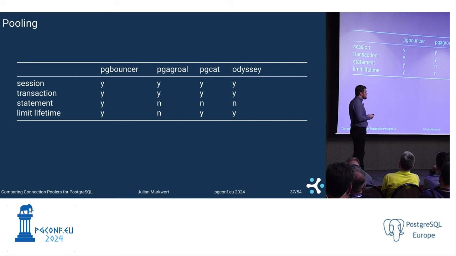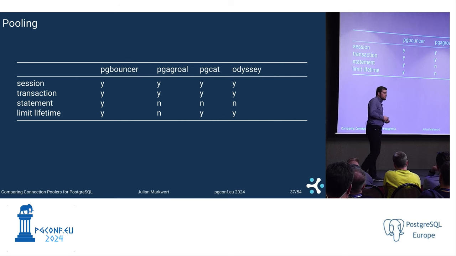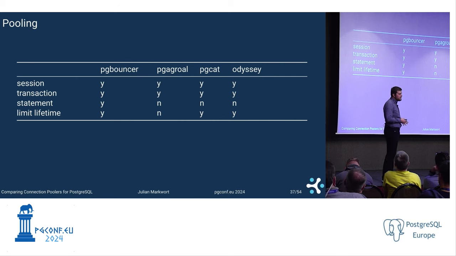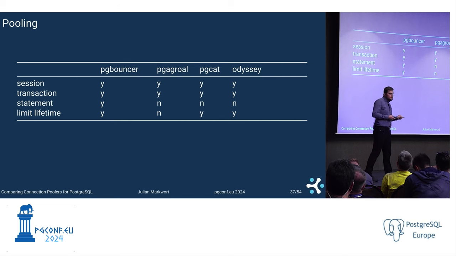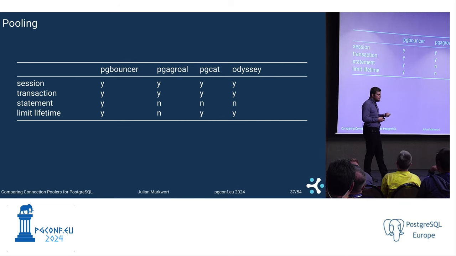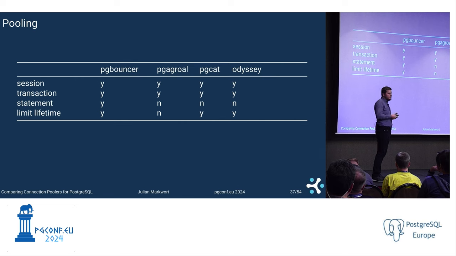There are some differences in what we can configure with regards to pooling with these poolers. So there is session mode pooling, there's transaction level, session level, session connection. I use these words interchangeably. They mean the same thing to me.